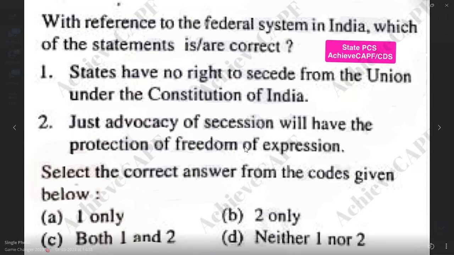One is 100% true. I don't know about 2. What do you say, Monica?